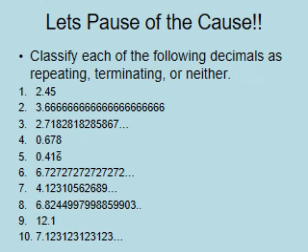All right, let's pause for the cause. We're going to classify each of the following decimals as repeating, terminating, or neither. So draw a line under your learning objective in your interactive student notebook on page 21, and then number 1 through 10. And then decide for each one if you think it is a repeating decimal, a terminating decimal, or neither.